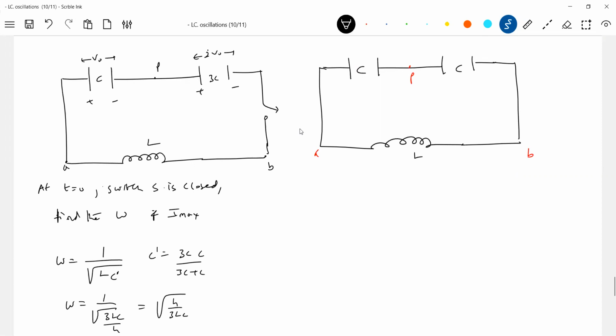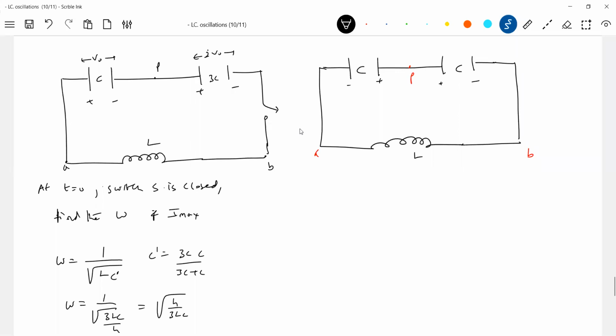Now what is the basic necessary condition? When both the capacitors are there, current will be maximum when potential difference across the coil should be 0. Finally, what will happen? We don't have anything, no? Because that's the way the polarities are given. I'll assume like this: polarity is plus minus, plus minus.